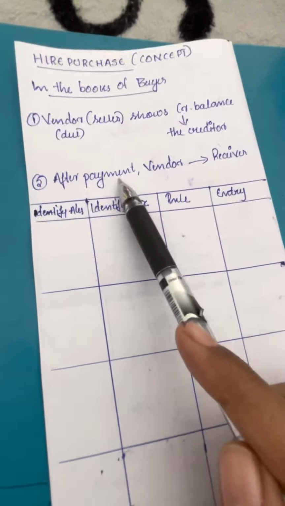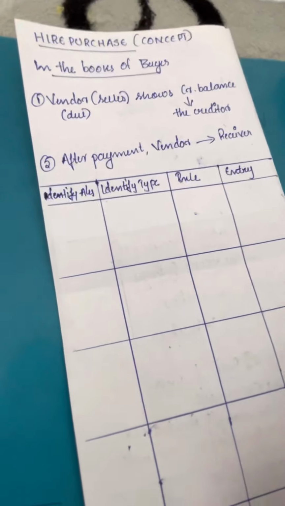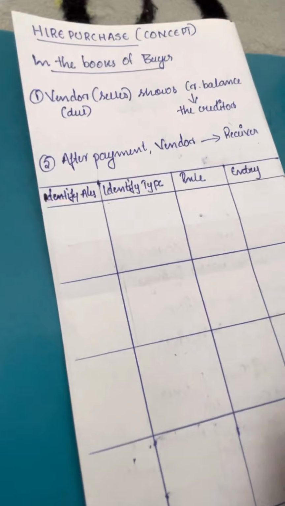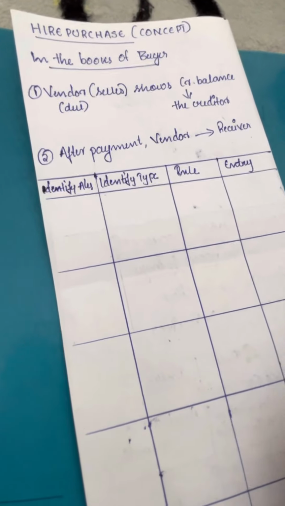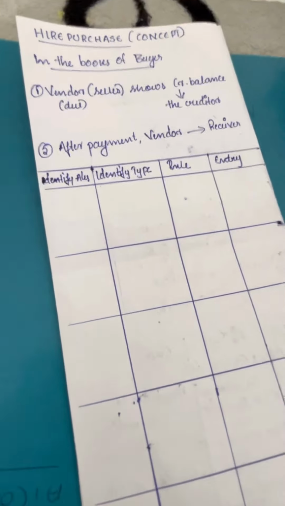These are the two rules we must know before going to journal entries. So we are going to the 6 journal entries in the books of the buyer. Who is the buyer? The buyer is who purchased an asset from the vendor, the receiver or the seller. First of all, we draw 4 columns: identify accounts, identify type, rule and the entry.